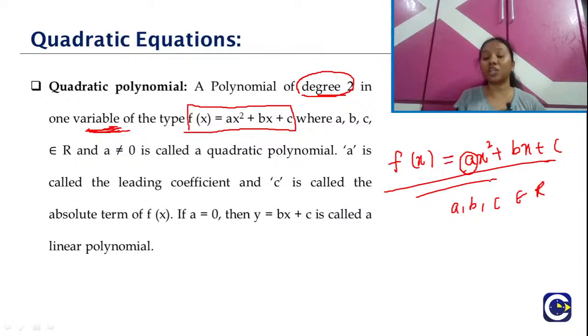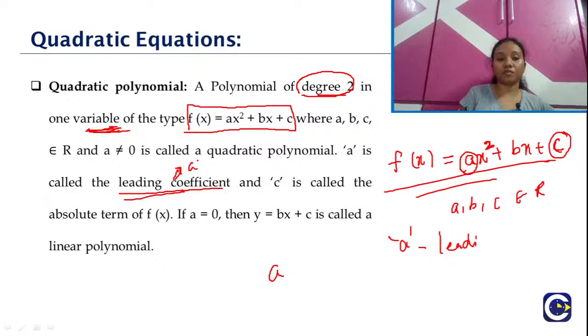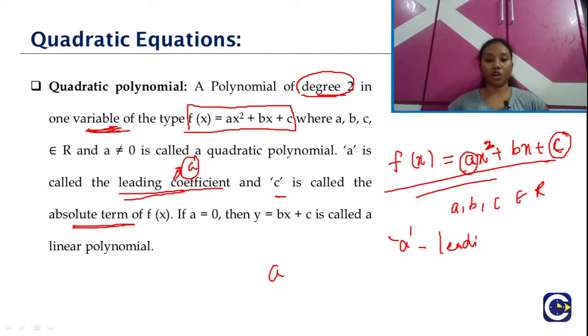And here, what is the leading coefficient? The coefficient of the highest degree term is the leading coefficient, which means here the coefficient of x square is a, so a is called the leading coefficient, whereas c is the absolute term, because there is no variable related to c. It's a general constant term. So a is called the leading coefficient and c is called the absolute term of the given quadratic polynomial, right?